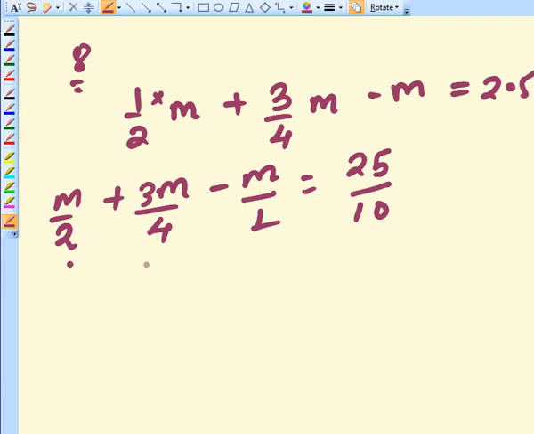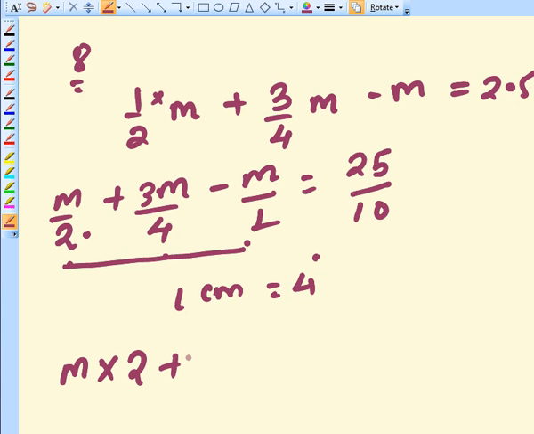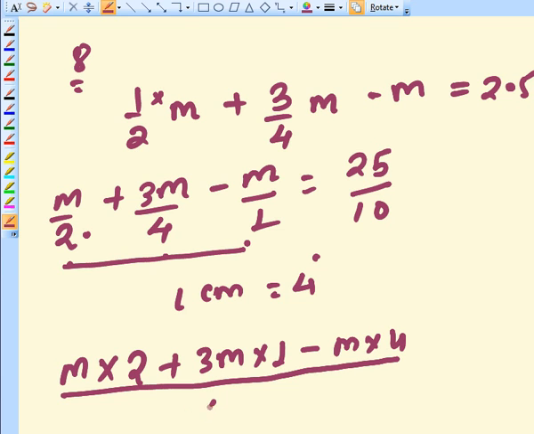Now here we are having 2, 4 and 1. So your LCM of 2, 4 and 1 will be 4. Then 4 is a multiple of 2, and as you know 2 2 ja 4. So you will multiply m by 2 plus, 4 is a multiple of itself, 4 1 ja 4. So 3m into 1, minus 1 4 ja 4. So m into 4, whole upon 4 equals to, you can cut this.